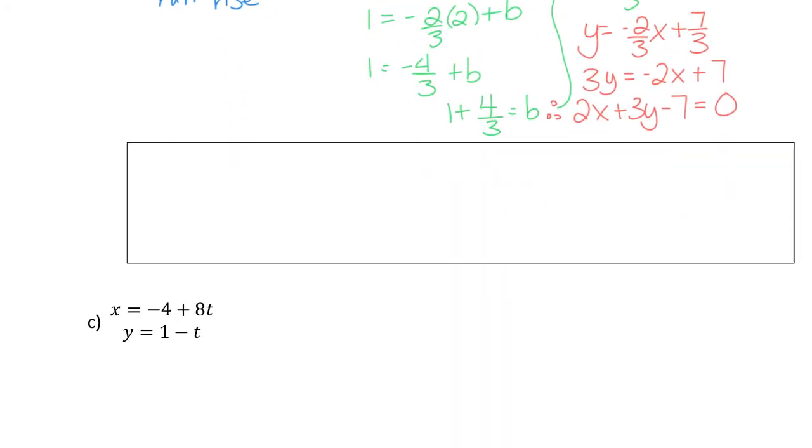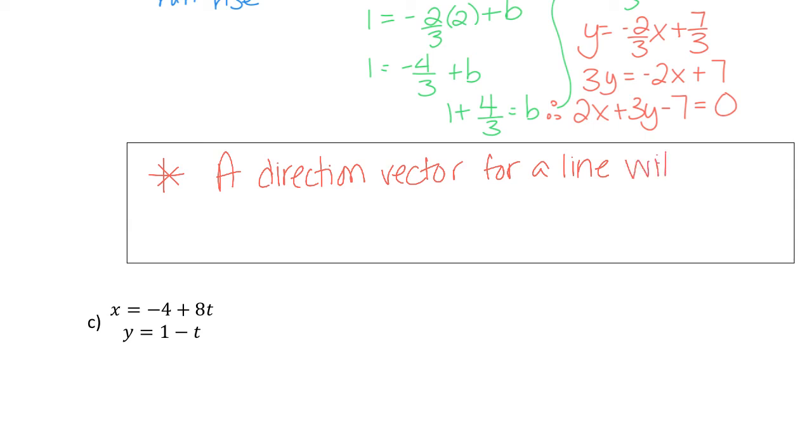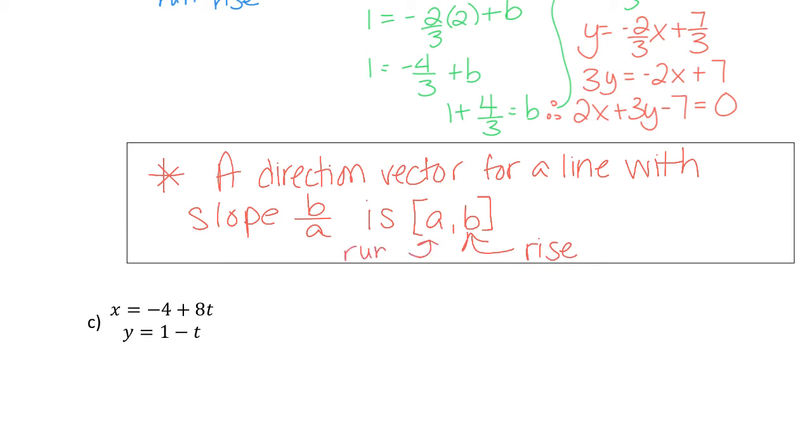So I just wanted us to take note of, again, finding slope from a direction vector, because this is going to come in handy for many questions. So a direction vector for a line with slope, let's say b over a, is the direction vector AB. So again, in this direction vector, this would be our rise, and this is our run. Okay?